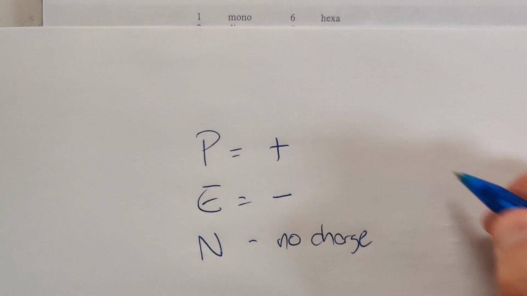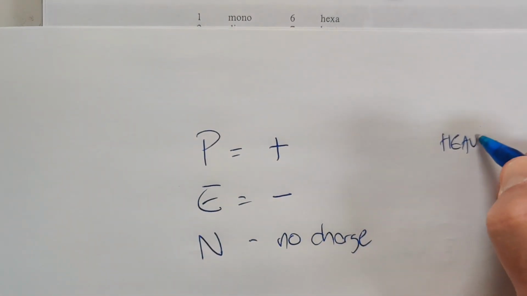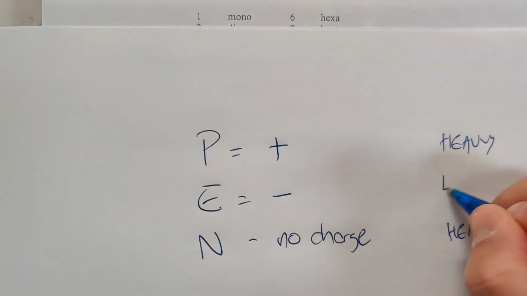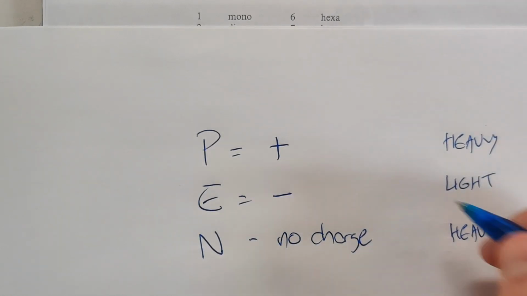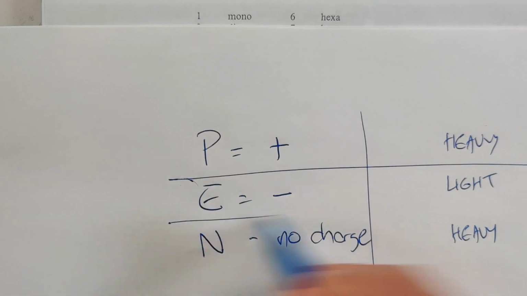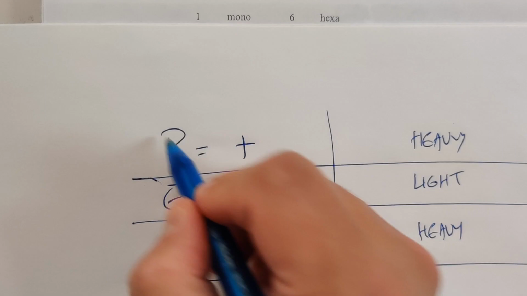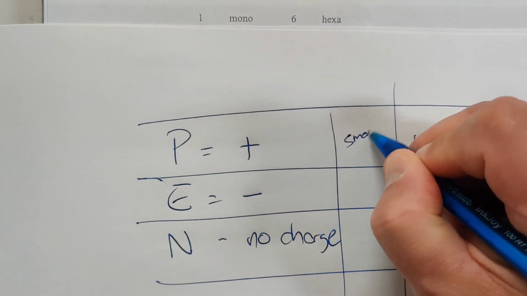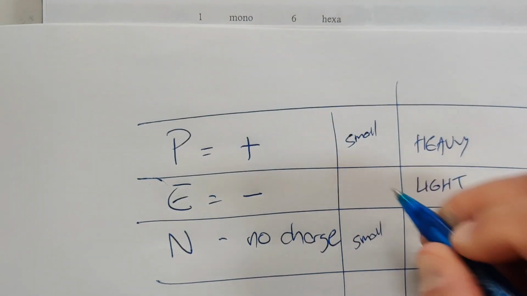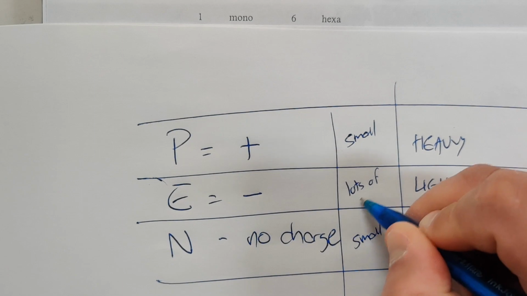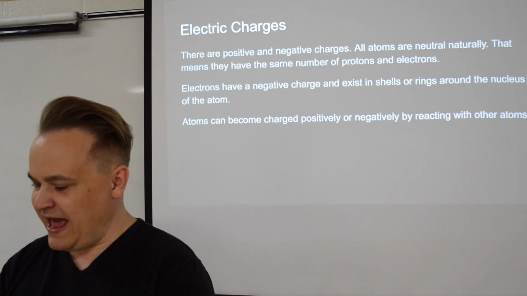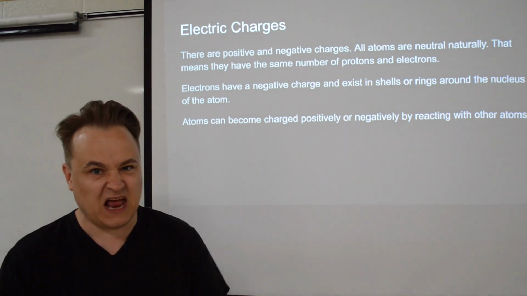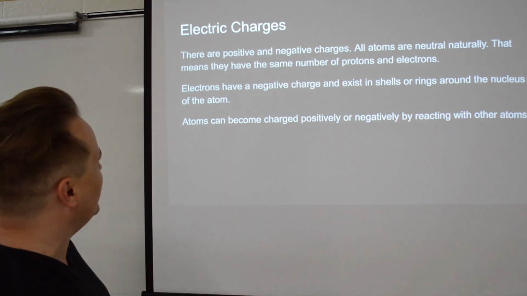We also know protons and neutrons are heavy, electrons are light. We can also say, this is just to organize concepts, the nucleus is small, and electrons take up lots of space. That's kind of putting everything in one place. But now let's think about this. That means that the nucleus of an atom is the heaviest part.